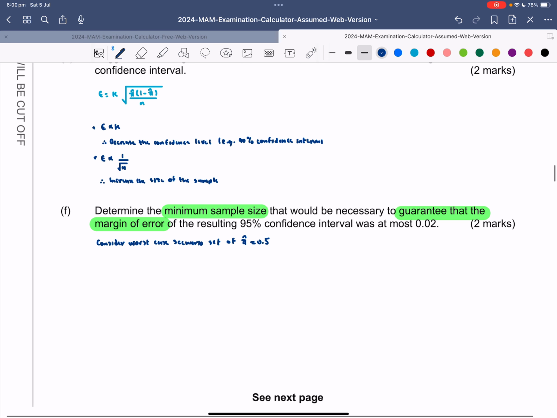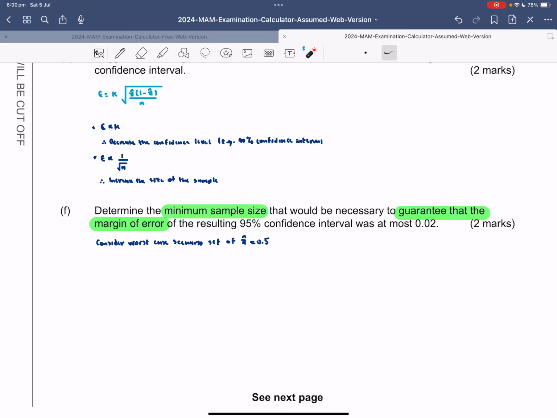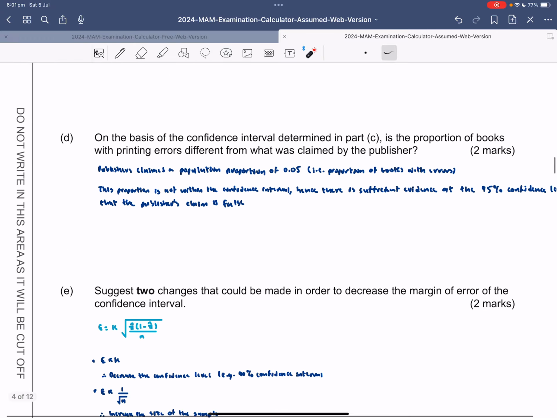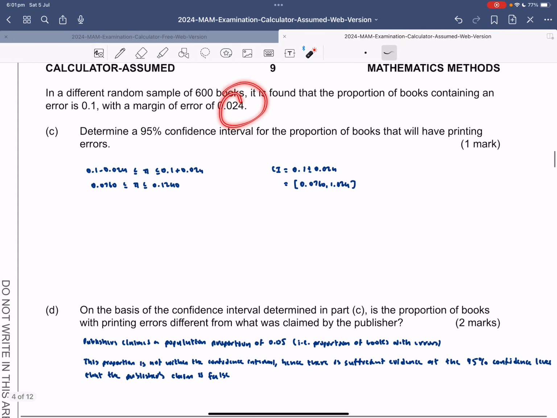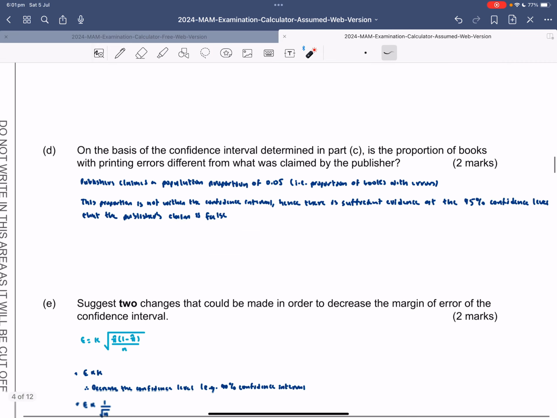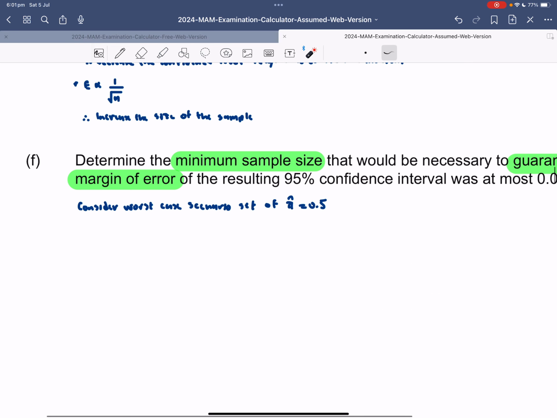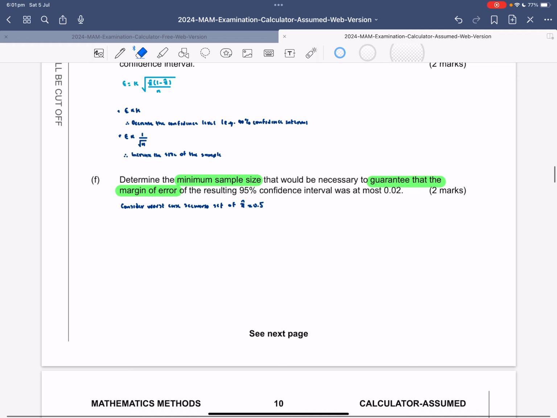So here's the thing. If any question says find the minimum sample size and they don't use the phrase assuming the sample proportion is correct, we have to consider a worst case scenario of a sample proportion of 0.5. Okay? We have to use 0.5. Even if they didn't say minimum, if they just said determine the sample size, they have to use the phrase assuming that this sample proportion is correct. So we're going to do worst case scenario because we have to guarantee that the error is at most 0.02.